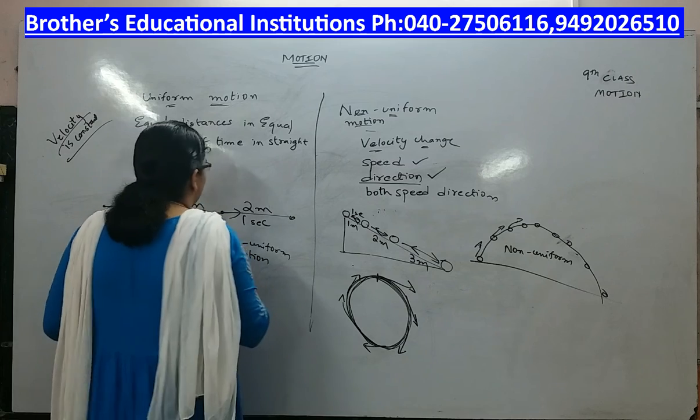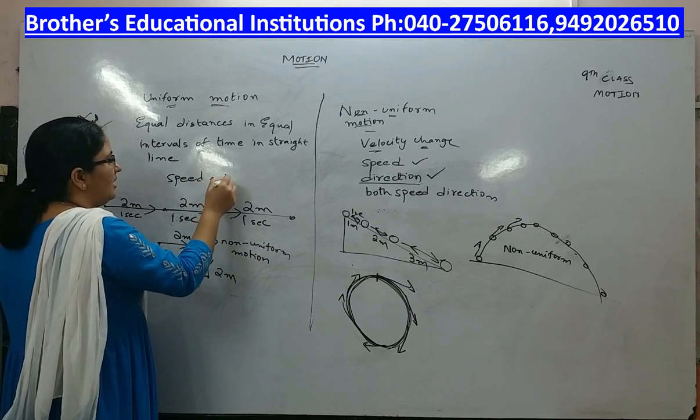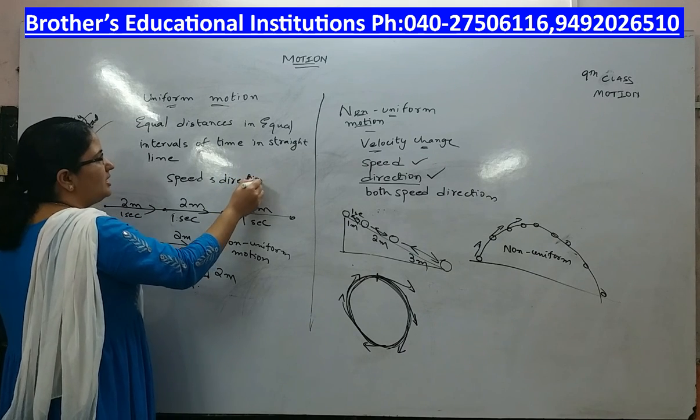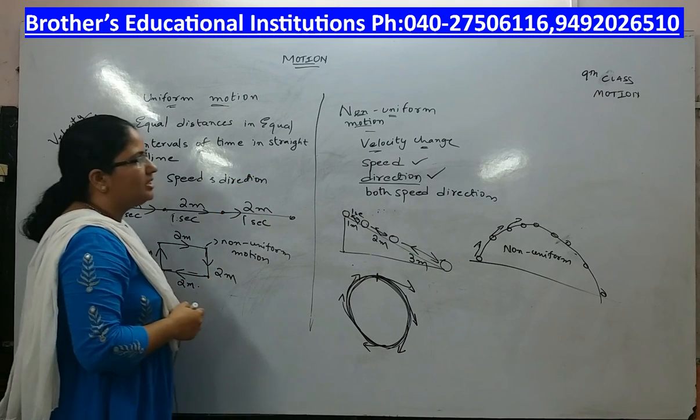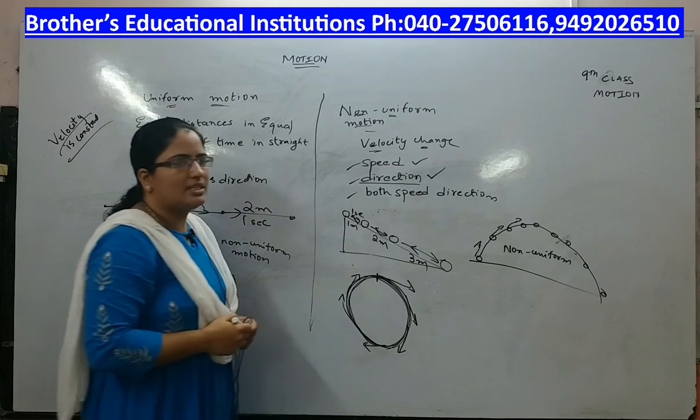So a body is said to be in uniform motion if velocity is constant. For the velocity to be constant, both speed and direction must be the same. A body is said to be in non-uniform motion if velocity changes. Velocity changes if speed changes, direction changes, or both speed and direction change.